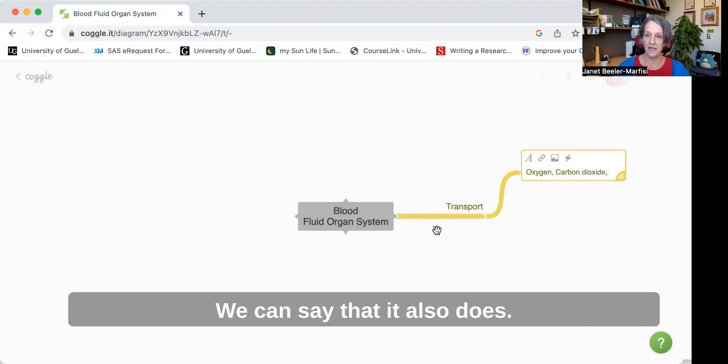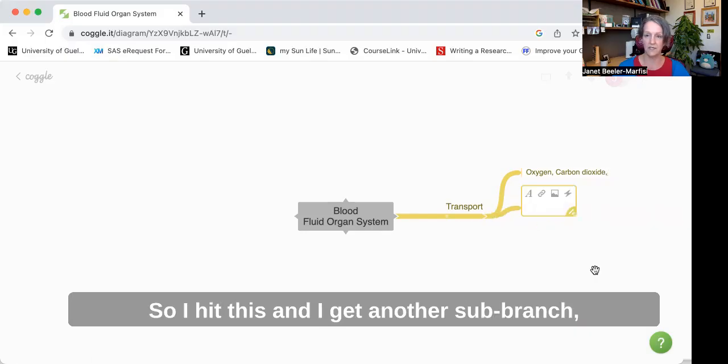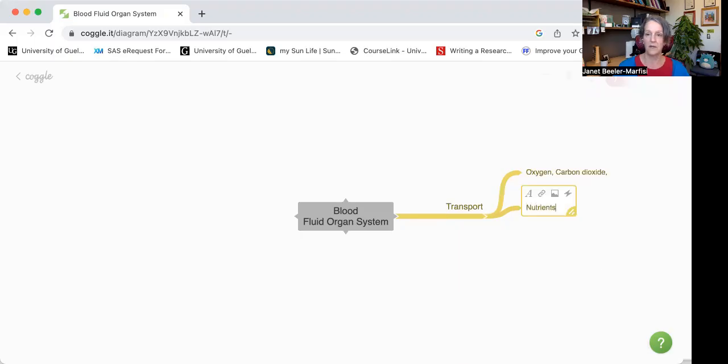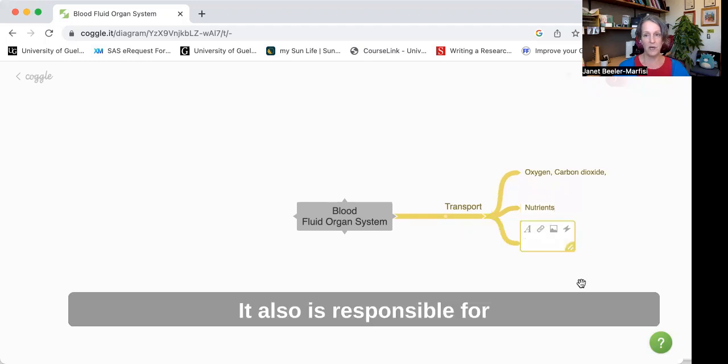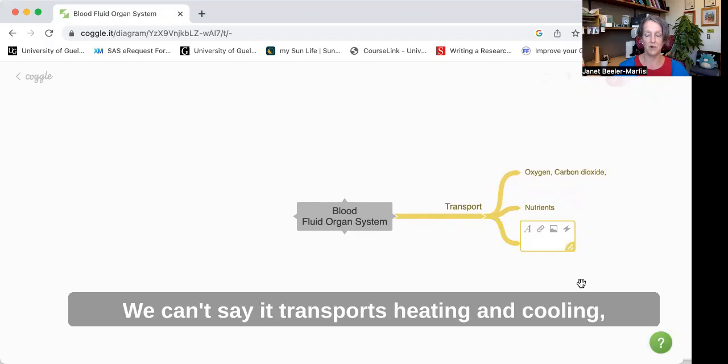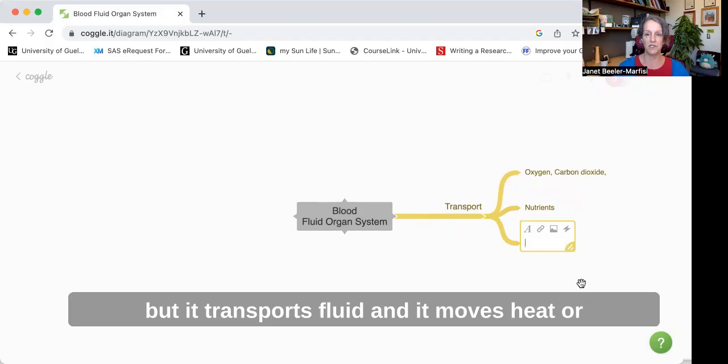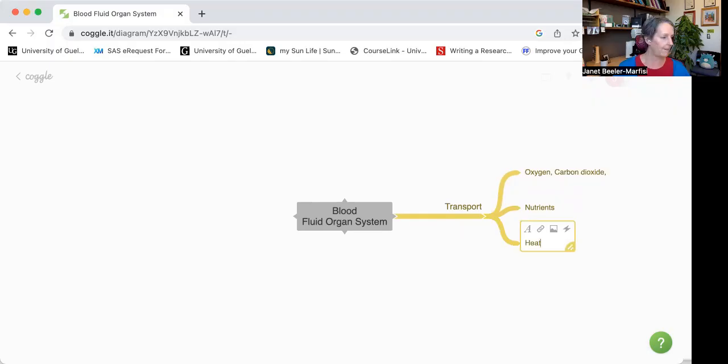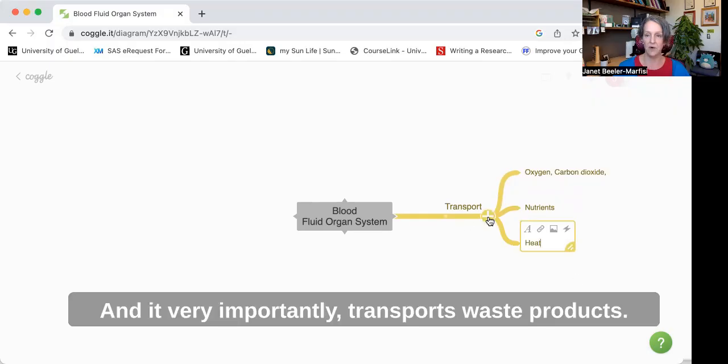We can say that it also does nutrients. So I hit this and I get another sub branch. It also is responsible for heating and cooling the body. So we can't say it transports heating and cooling, but it transports fluid and it moves heat or coldness from one area of the body to another. But in your notes, it just says heat, so heat. And it very importantly transports waste products.